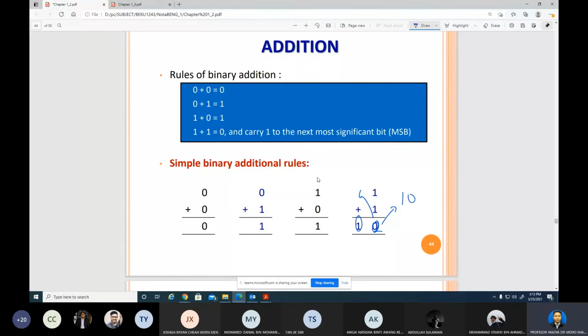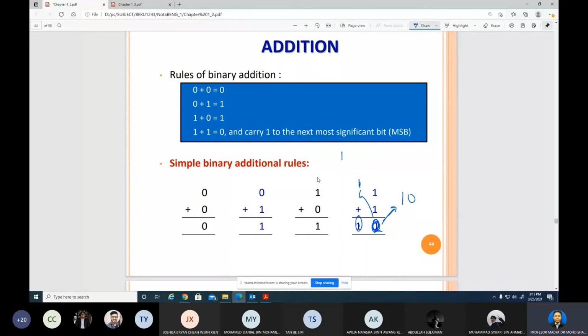In decimal, 1 plus 1 will be 2, but this is binary, so we convert 2 into binary, which is 10. That's why here 1 plus 1 is 0, and we bring the carry here. Carry 1 here, so 1 carry here, then 1 plus 0 will be 1. So that's the answer, 10. Make sure you remember 1 plus 1.